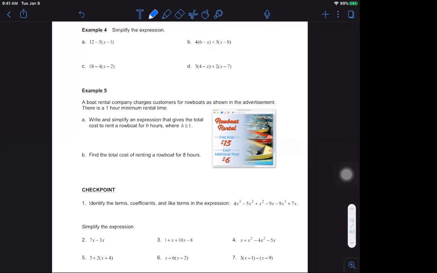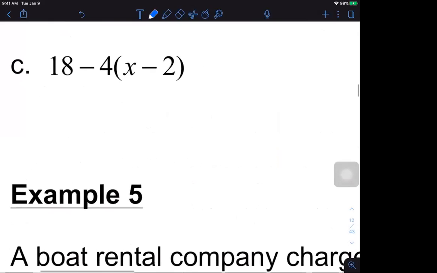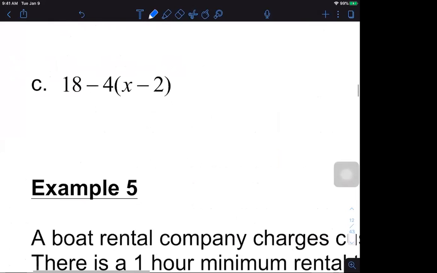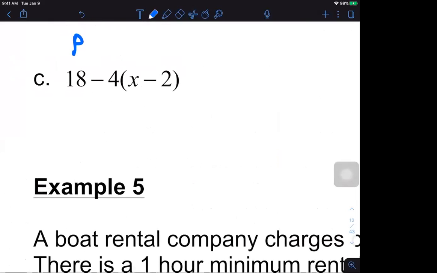So we're going to look at example 4, part C, where it says 18 minus 4 times the quantity x minus 2. So if everybody wants to come here in their notes packet. Okay. So again, we're using PEMDAS. So we do have parentheses. We have the x minus 2. If you notice in front of the parentheses, you cannot combine the x or the 2.